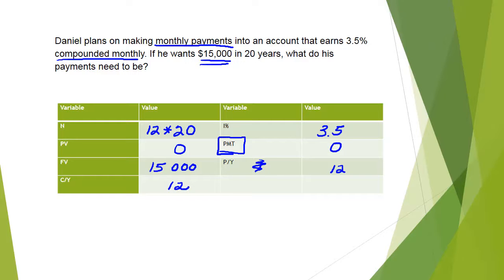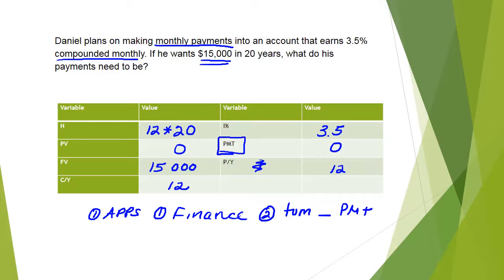To find the payment, we're going to again hit the Apps button, choose option 1 for finance, and this time to figure out what the payment is, that is going to be option number 2. Option number 2 is TVM_Payment, and that also will come out as a negative amount. You should get negative 43.24 show up in your calculator. The actual answer is you'll make a payment of $43.24.